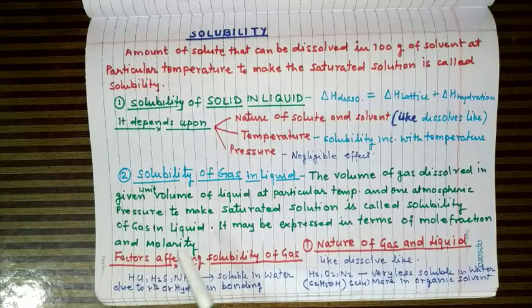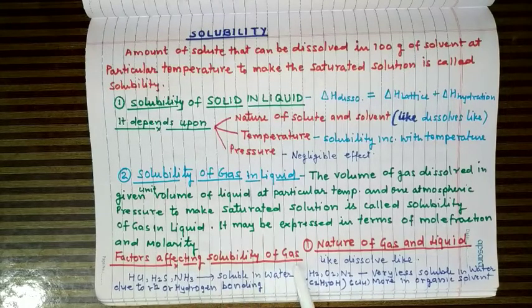Now, we will see the solubility of gas in liquid. The volume of gas dissolved in unit volume of liquid at a particular temperature and 1 atmospheric pressure to make a saturated solution is called the solubility of gas in liquid. It may be expressed in terms of mole fraction and molarity also. Now, factors affecting solubility of gas.